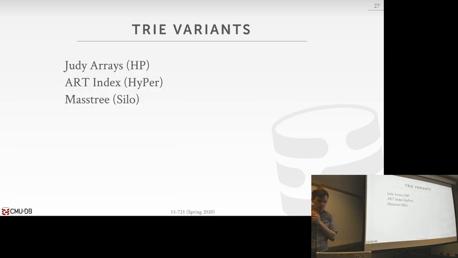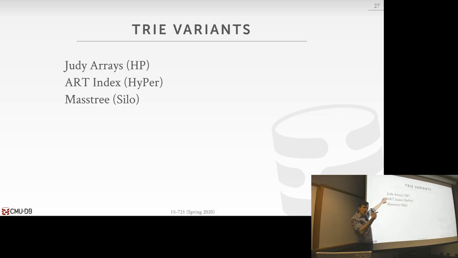Okay. So this is sort of a crash course on tries because we covered this in the intro class. But now I want to talk about more sophisticated variants and implementations of the tries that people are actually using. So Judy arrays came out first, and they were developed by HP. The ART index was in the paper that you guys read, from the HyPer guys. And the Mass tree is a variant of a trie where it's a trie of trees, and every node will be a B+ tree. By understanding what they do here, you'll see why they have to do it the way they did in Mass tree. Okay? So the Judy array and the ART index will both be 256-way tries.